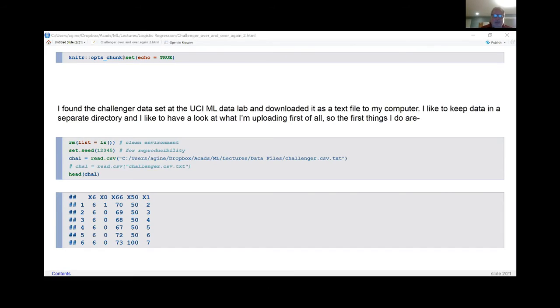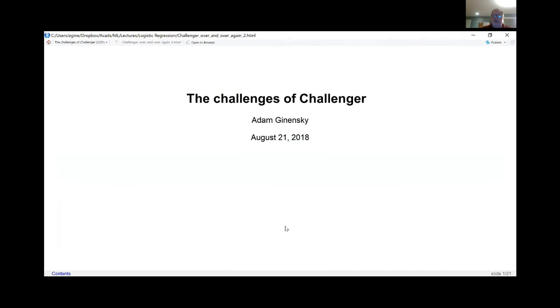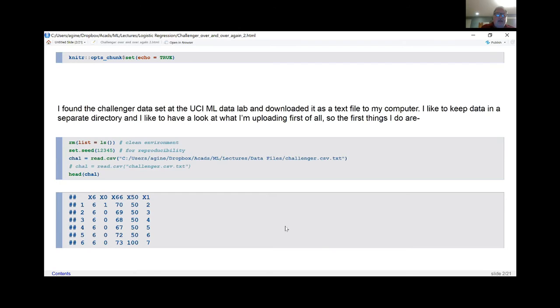So I picked this title, and I didn't use correct capitalization, but given the questions we have, I think this is the right title: The Challenges of the Challenger Dataset. I did this in R, and I downloaded the data from the UC Irvine Machine Learning data repository.